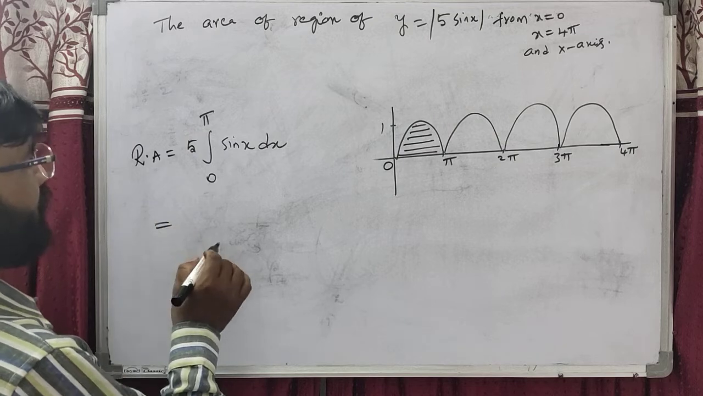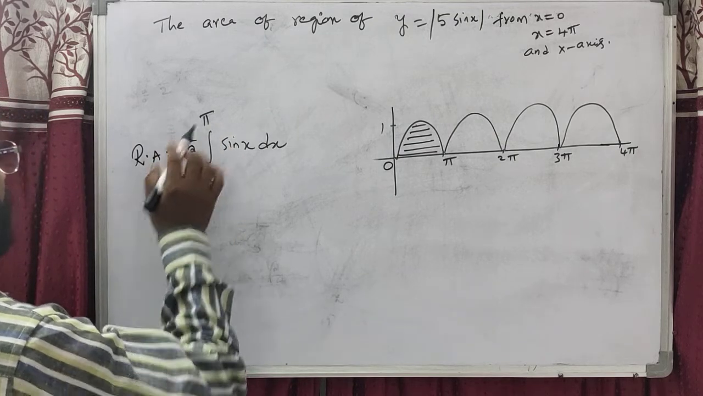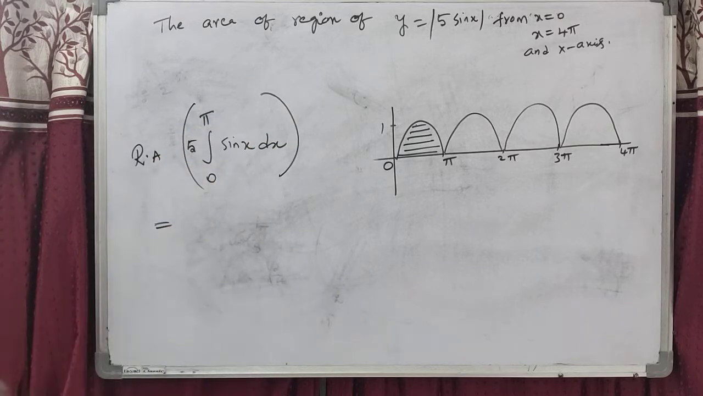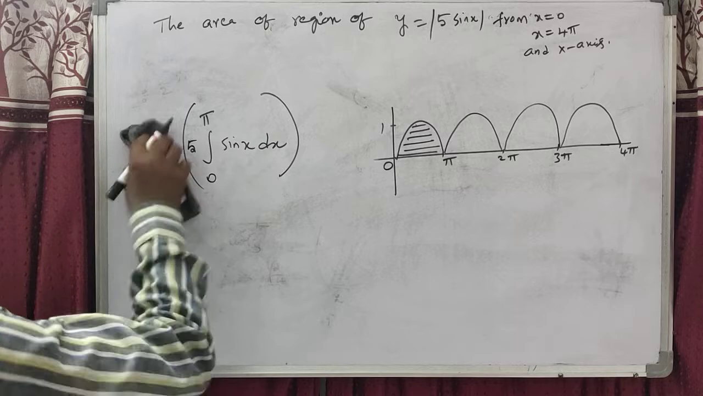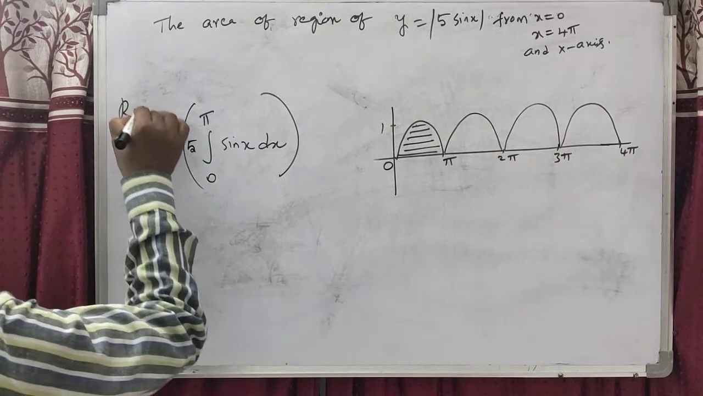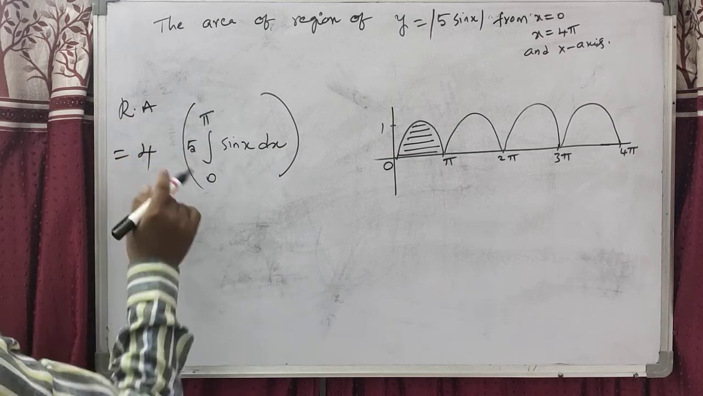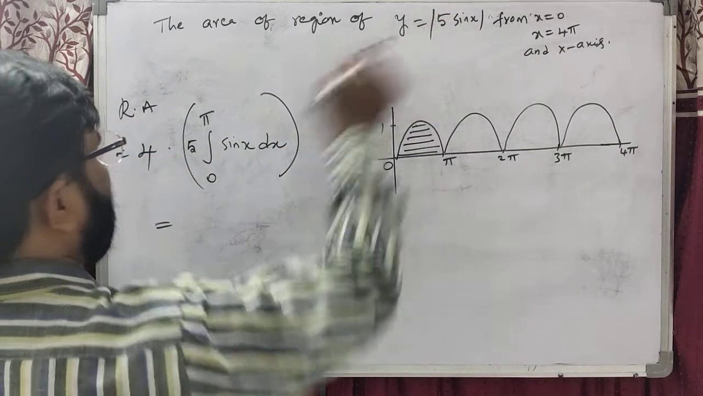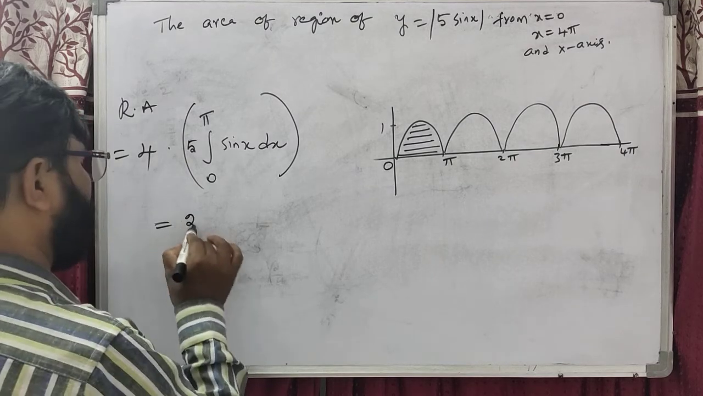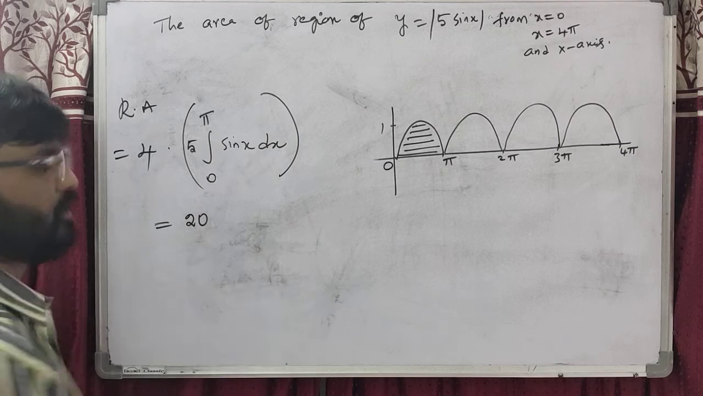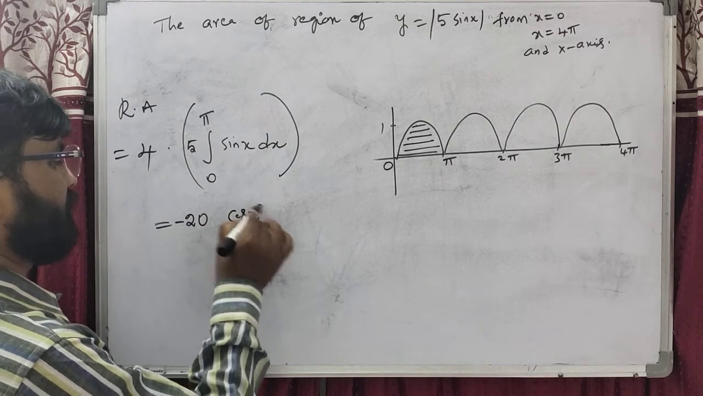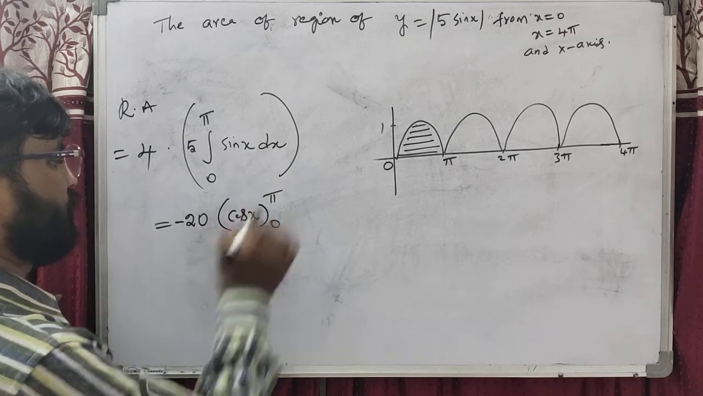Dear students, then we can write the required area. How many times is it? 4 times. The required area is 4 times of this, which is the 1, 2, 3, 4. Now the required area we can write as 4 times of 5 into the integral 0 to pi of sin x dx. Students, 4 5s are 20. The integral of sin x is minus cos x, with limits 0 to pi.